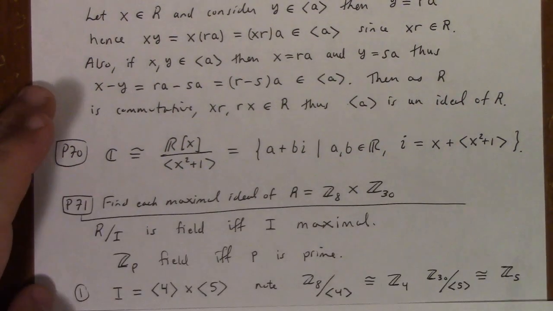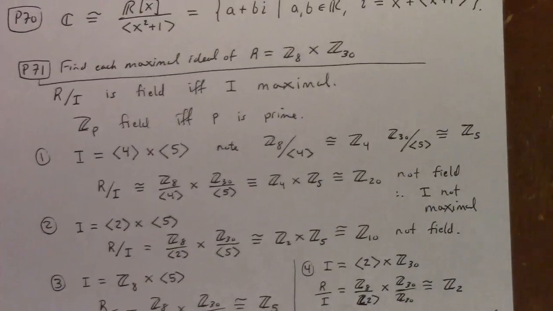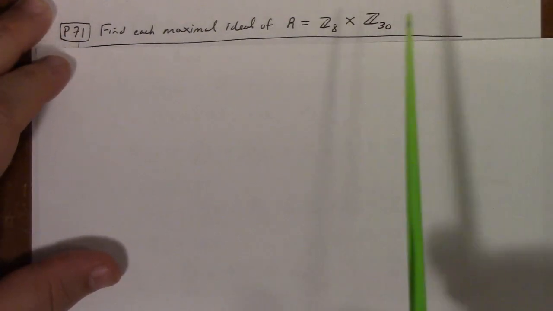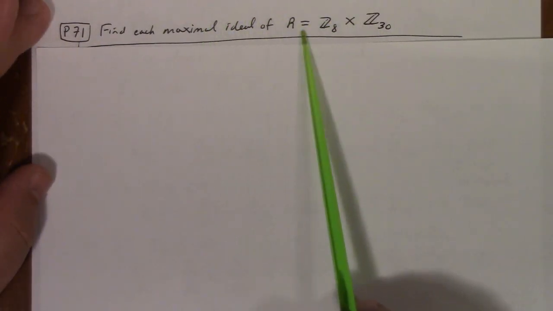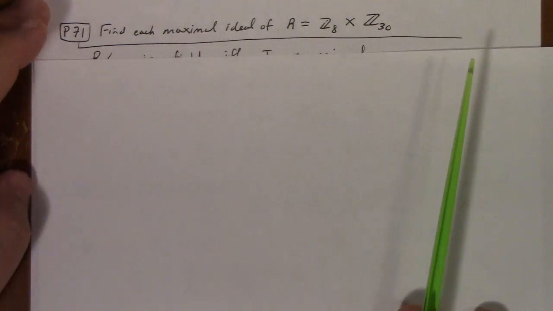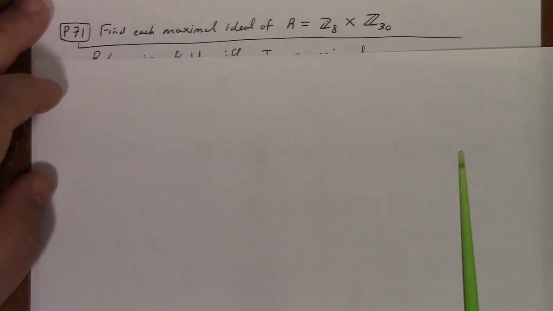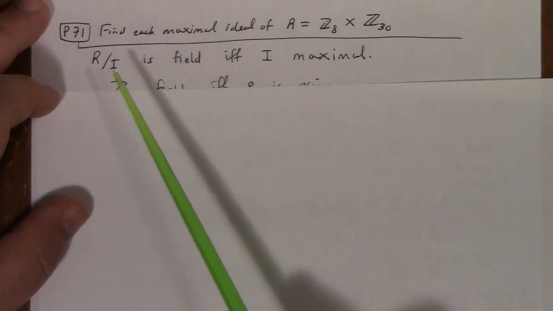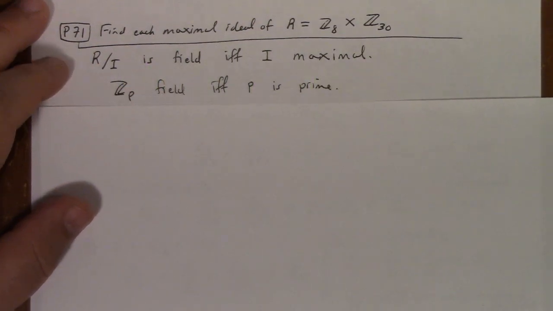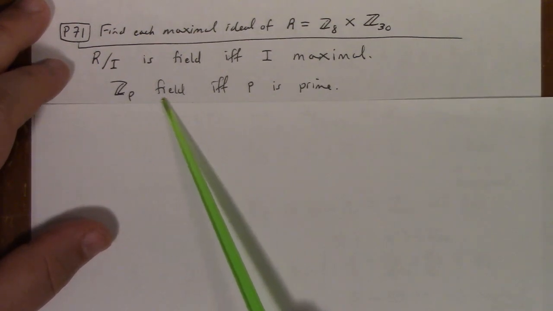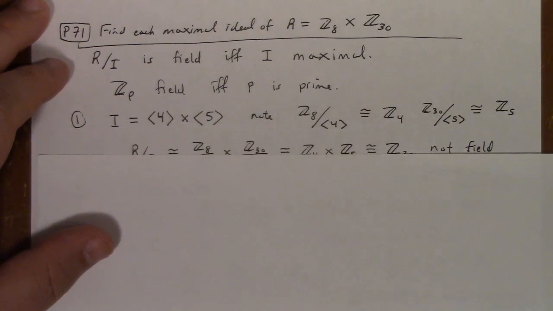All right. Problem 71. Find the maximal ideal of this. The key idea about maximal ideals in rings is that if it is a maximal ideal and we quotient by it, we should get a field, right? In contrast, if it's a prime ideal and we take a quotient by a prime ideal, we get an integral domain. So R mod I is a field if and only if I is maximal. And another fun fact to know about, Z mod P is a field if and only if P is prime.